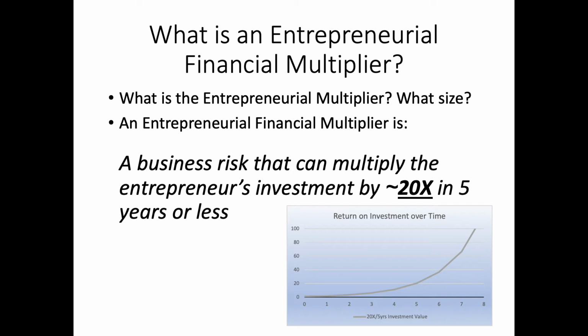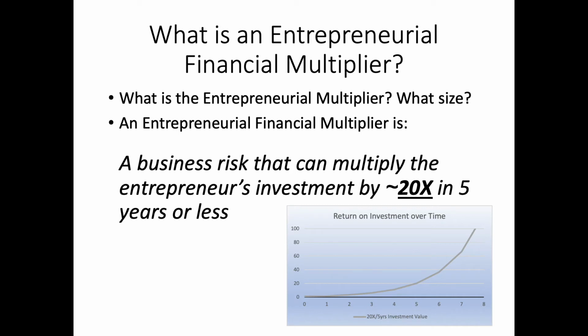So what does that mean? 20 times what? And why 5 years? And what about 15 times or 30 times? Well, 20 times is pretty aggressive actually. For any type of investment to grow 20 times in a 5-year period is an incredibly high rate of return. That's what we need in order to justify the startup.